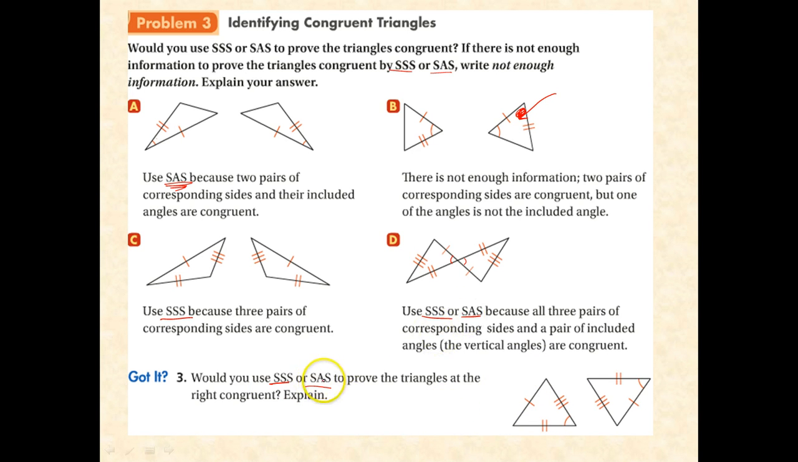If you said side angle side, you are wrong, because the congruent angle we have on this triangle is included between the side with 2 hash marks and 3 hash marks, and the congruent angle over here is between the sides with 1 hash mark and 2 hash marks. So we don't have side angle side here, but we do have all three sides. So we would have to use side, side, side.